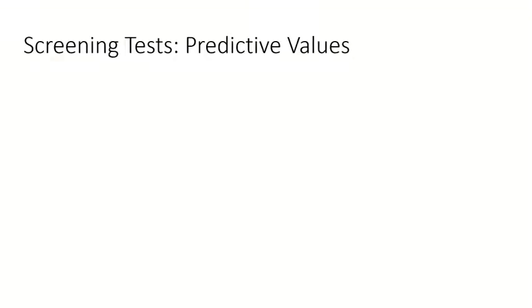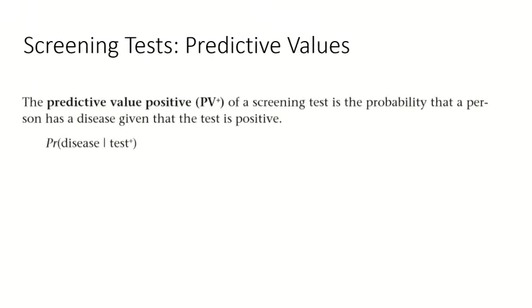So first, let's talk about the predictive values of screening tests. There are two of them. Both are applications of the concept of conditional probability. First is the predictive value positive, or PV+. Okay, so we're talking about screening tests here. So PV+ of a screening test is the probability that a person has the disease given that his screening test is positive. And this is the formula.